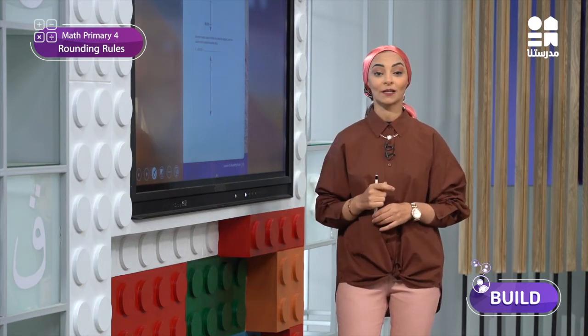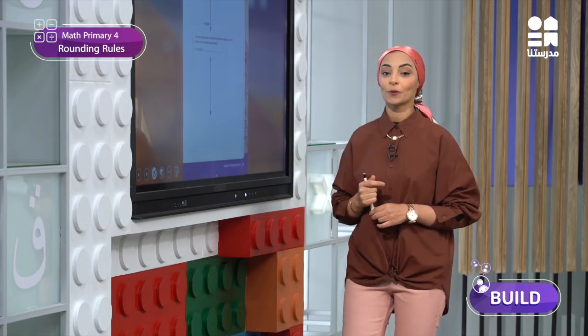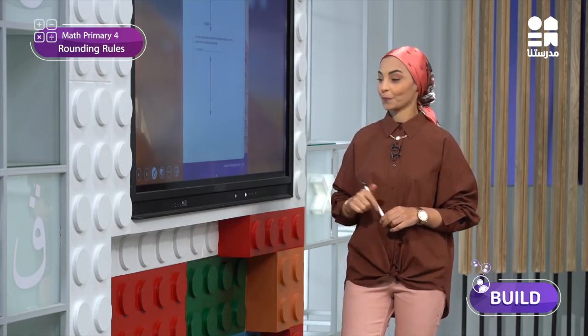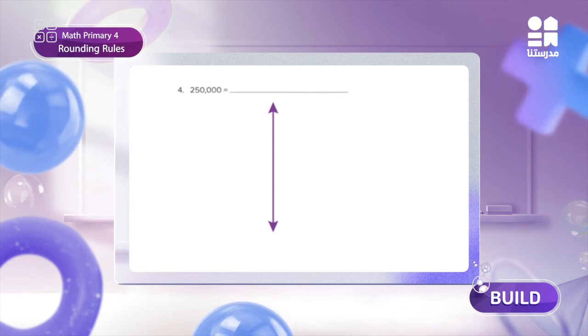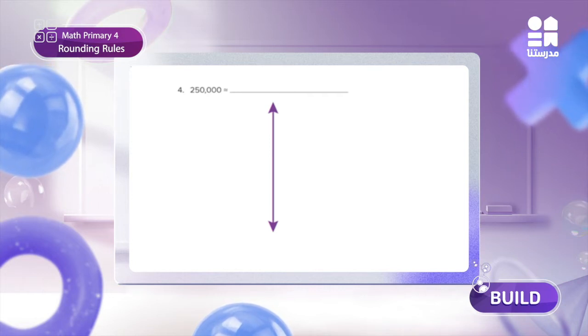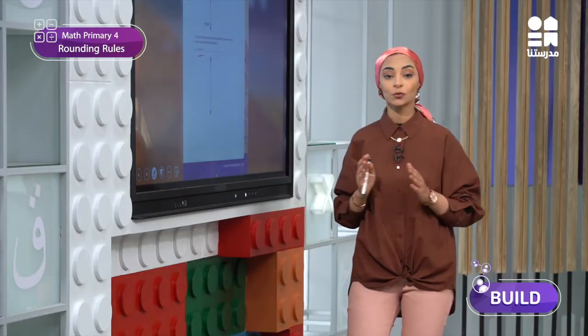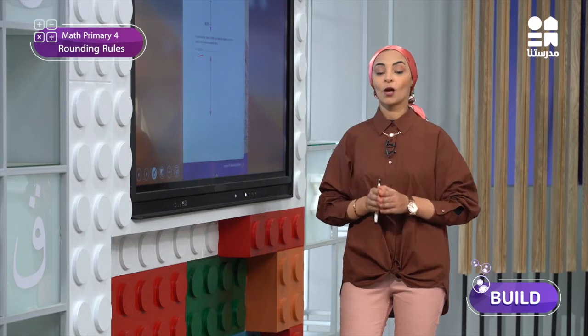Who can tell me? Let's answer problem number 4 now all together. Here this time, we will round the number to the nearest 100,000. So we are asked to round what? Yes, as you see here, I want to round 150,000 to the nearest what? To the nearest 100,000. What should I do?